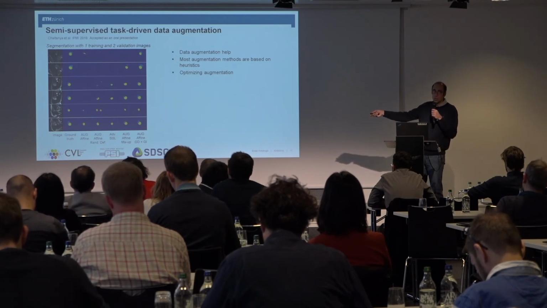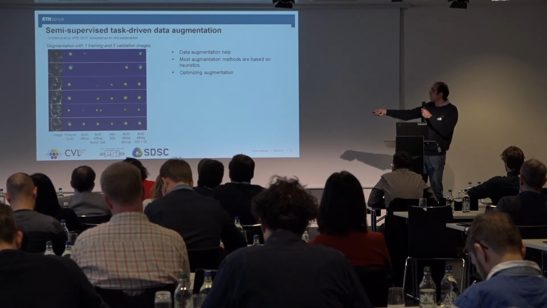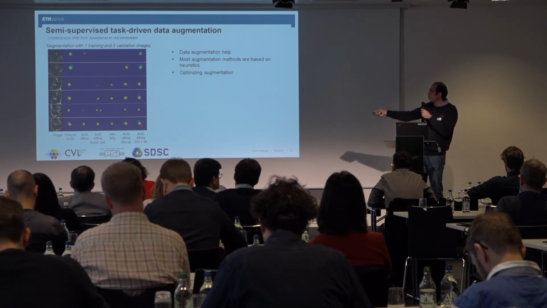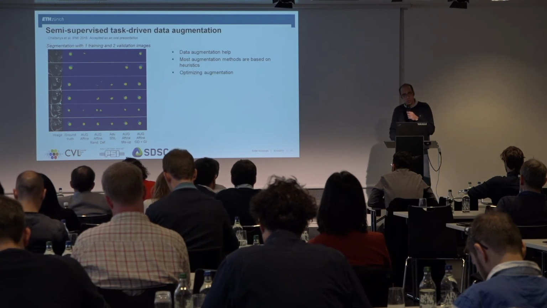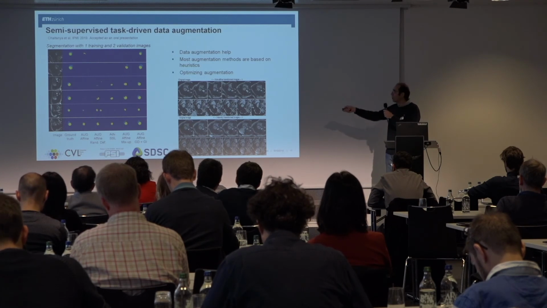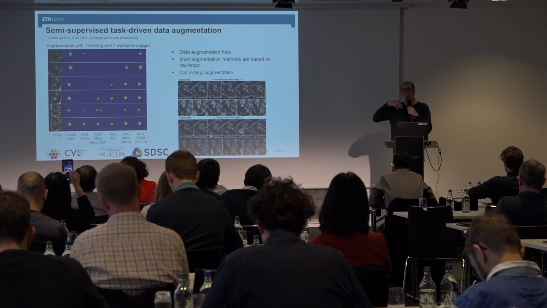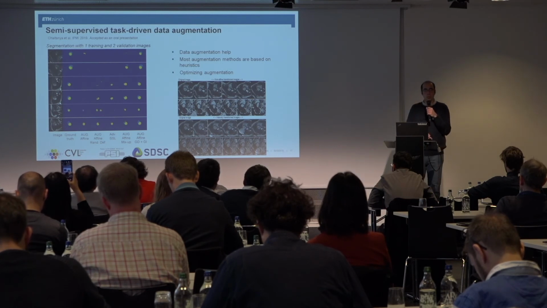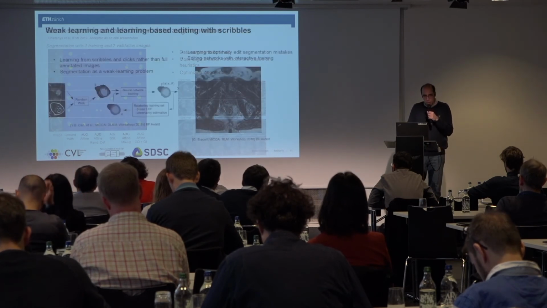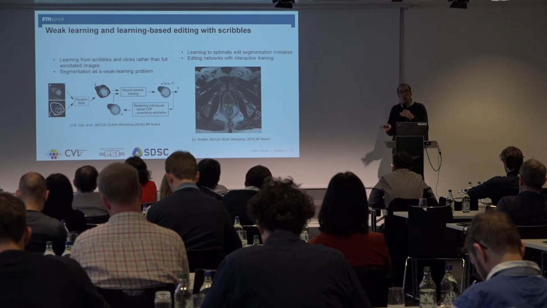And what we figured out is actually if you optimize the data augmentation process, you could get quite a good segmentation using only one labeled image. How to do it? We basically augment our training data set with an augmentation that's somehow optimized within the training process. The second track is actually weak learning, or learning based on editing with scribbles.